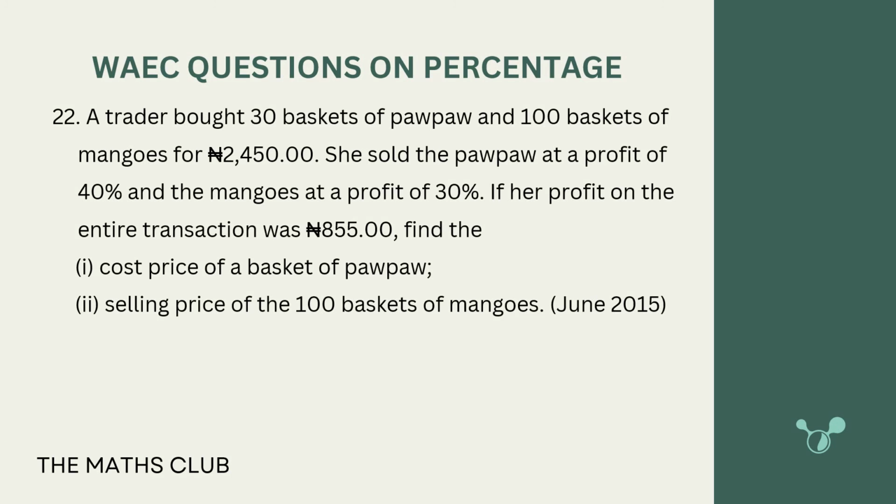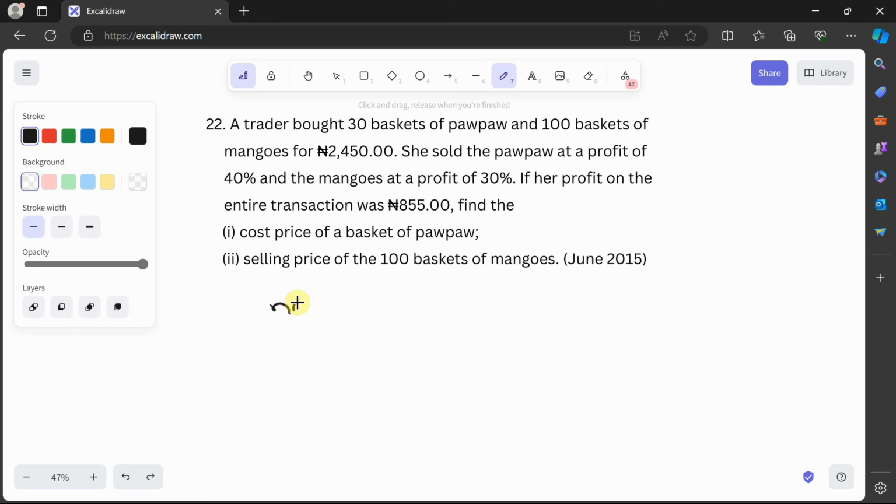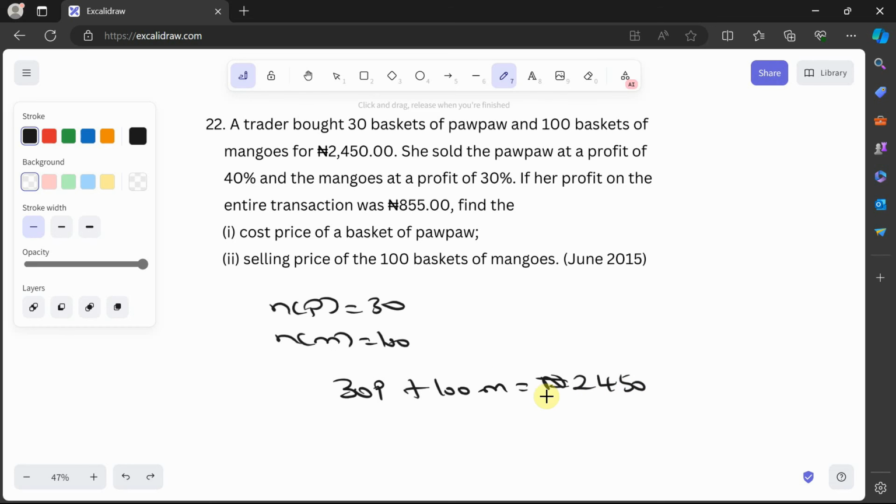Welcome back. Let's solve it together. So one thing that we know is that the number of pawpaw that she bought was 30 baskets, and the number of mangoes that she bought was 100 baskets. So if pawpaw is P and mangoes is M, and she bought all of them for 2,450, I could say 30P plus 100M is equal to 2,450 naira. Does that make sense? So 30 baskets of pawpaw plus 100 baskets of mango, by the time you add this, will be 2,450, which is the cost price.